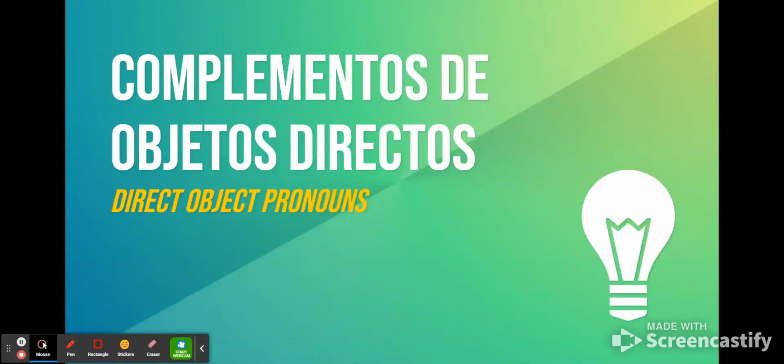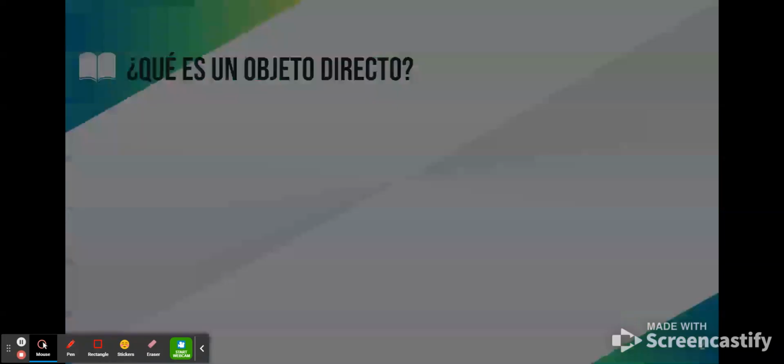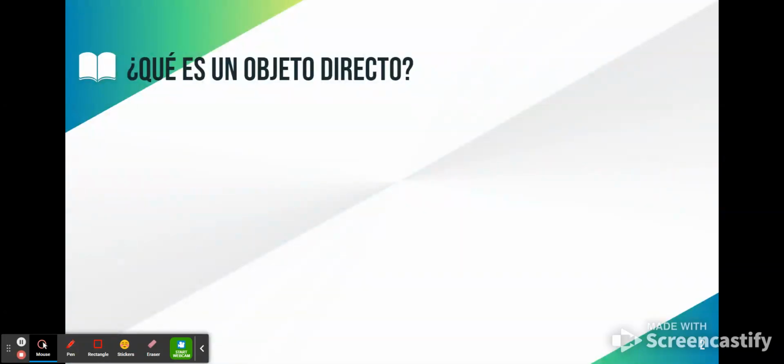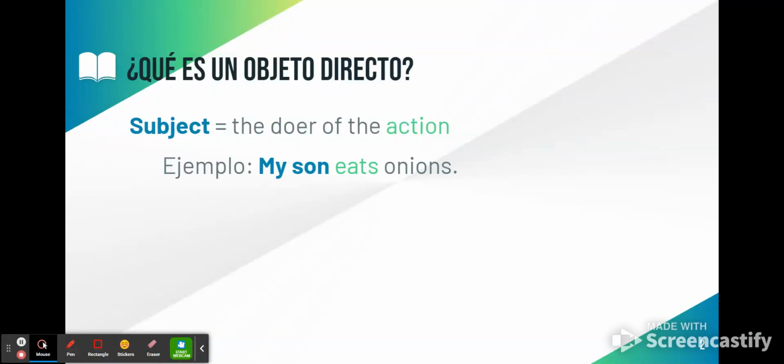Hola, hablamos ahora de los complementos de objetos directos. We're going to review direct object pronouns. Let's talk about first what is a direct object. Well, first let's answer what's a subject. A subject is the doer of the action. The subject usually, but not always, comes first in a sentence, especially in English.